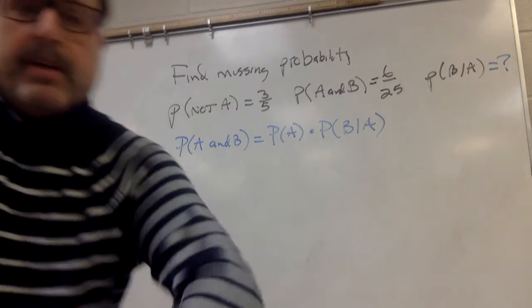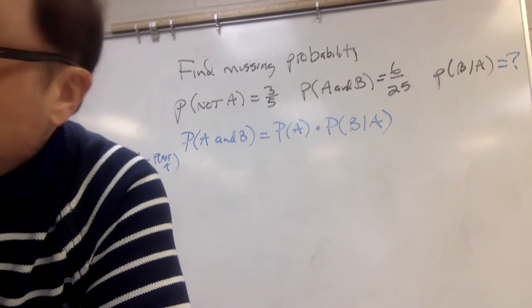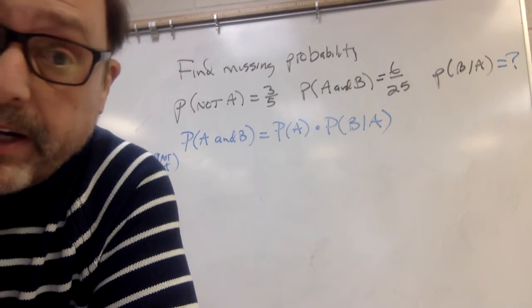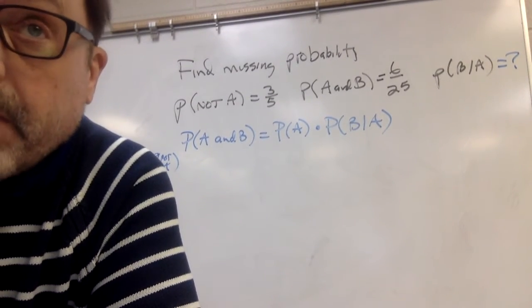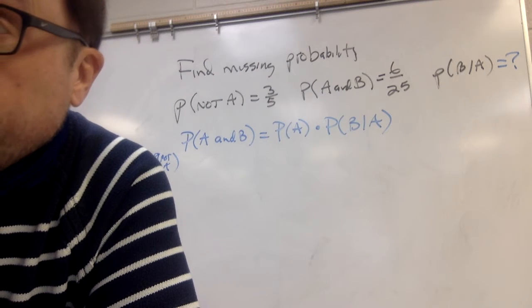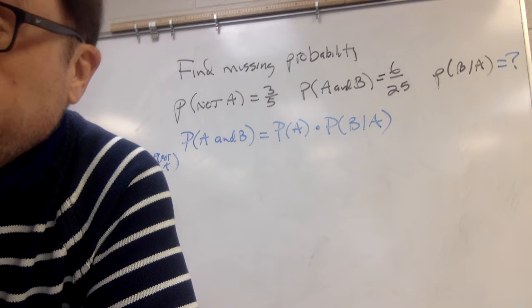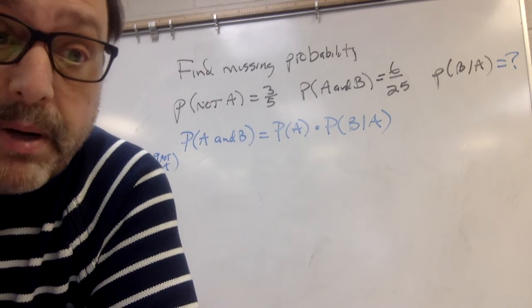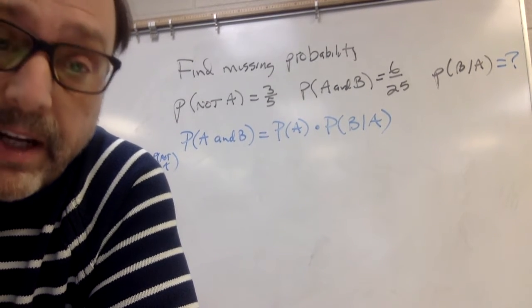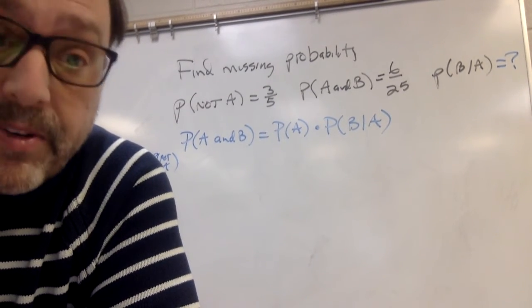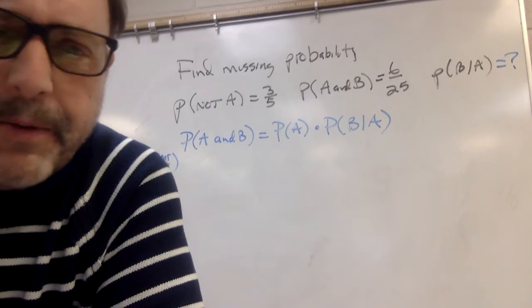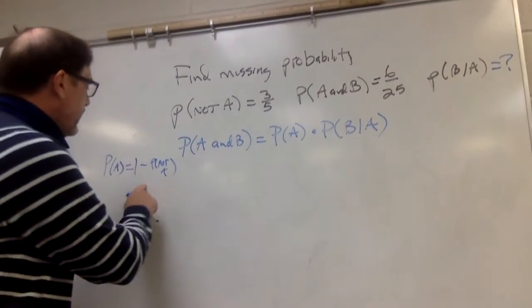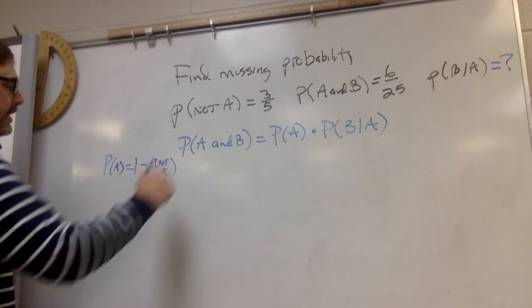Don't let me confuse you. If the probability of rain today is 20%, the probability of not rain is 80%. If the probability that we have a fun class is 90%, the probability that we don't have a fun class is 100% minus 90, 10%. You got it. Cool. So here the probability of not A is 3/5.